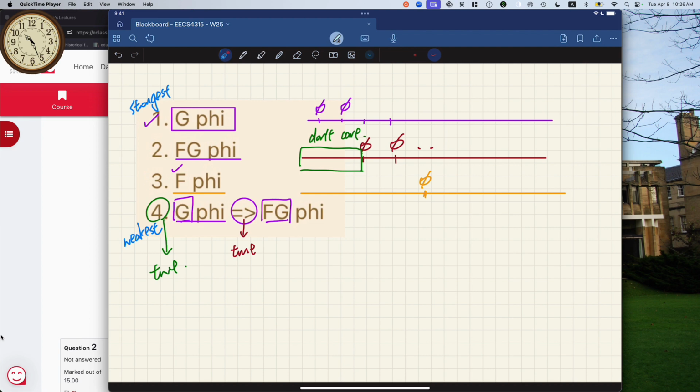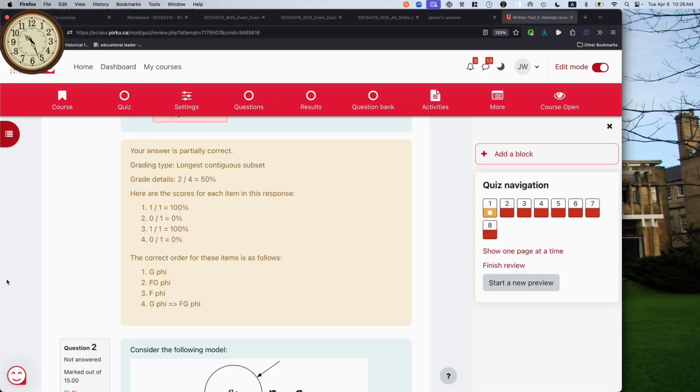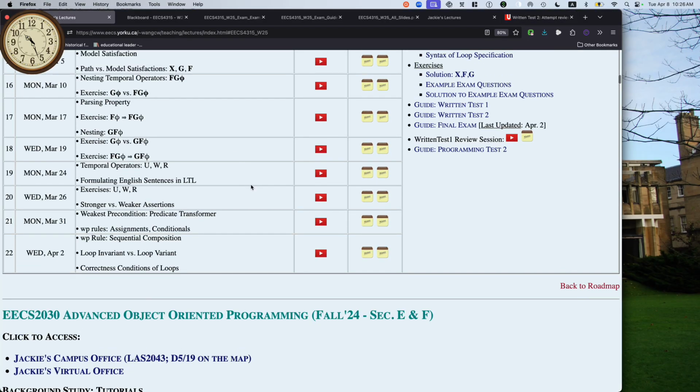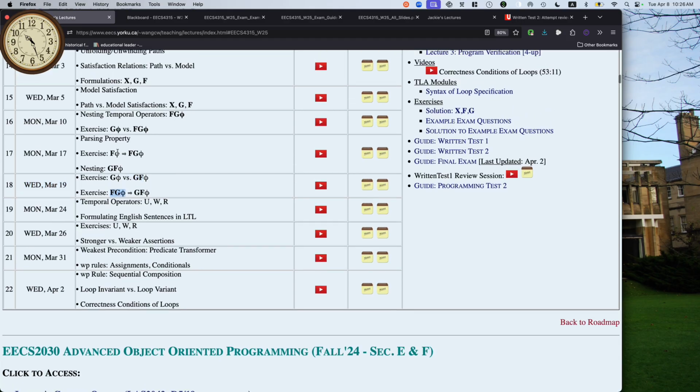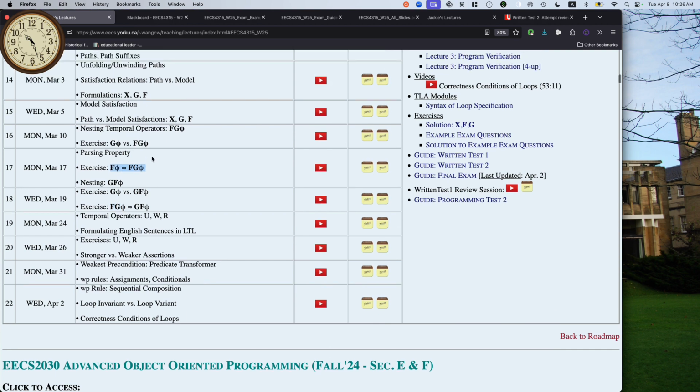Another question: what if they are nested together? Are you talking about the temporal operators being nested together? For that one, why don't you take a look at the class notes. We actually spoke about quite many examples in the class. For example, on Wednesday, March 19th, we talked about how we can consider nesting GF versus FG. And also we looked at this particular pattern with the implication. So these are all the examples you can look at.